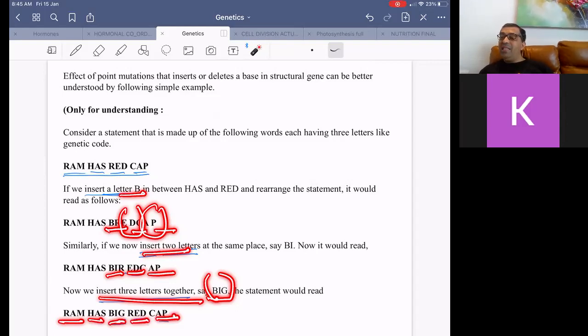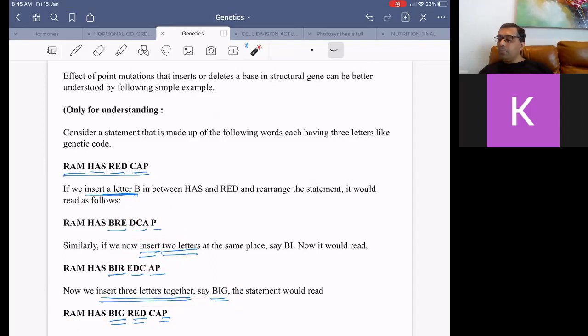So, where is the actual problem? If we add one nucleotide, then BREDCA. If we add two nucleotides, then BIREDCAP. But if we add three nucleotides, then only one codon is added. So an extra amino acid will come. The rest, RED CAP, will remain RED CAP and will bring the original amino acid.